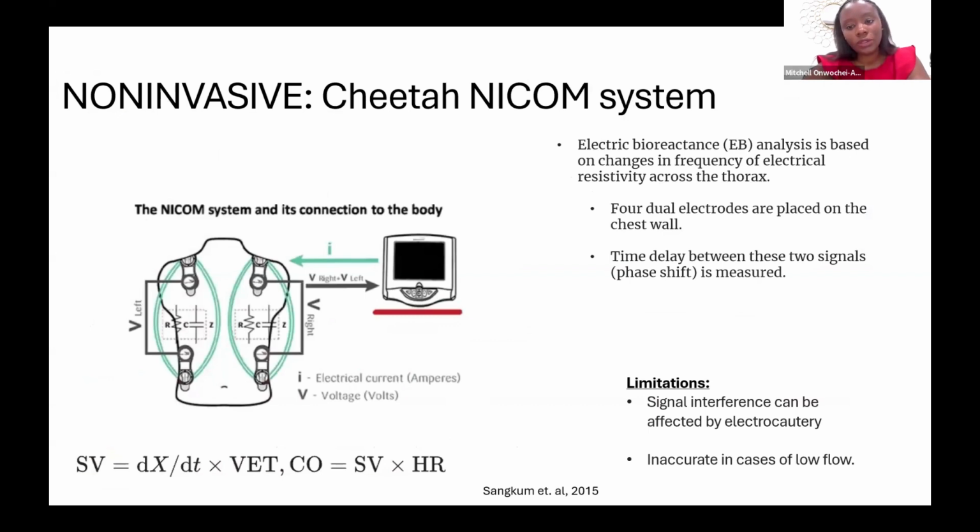Okay. So a limitation to this is that you do have signal interference from anything that can provide an electrical stimulus. So things like electrocautery can cause signal interference, and it's also inaccurate in cases of low flow.